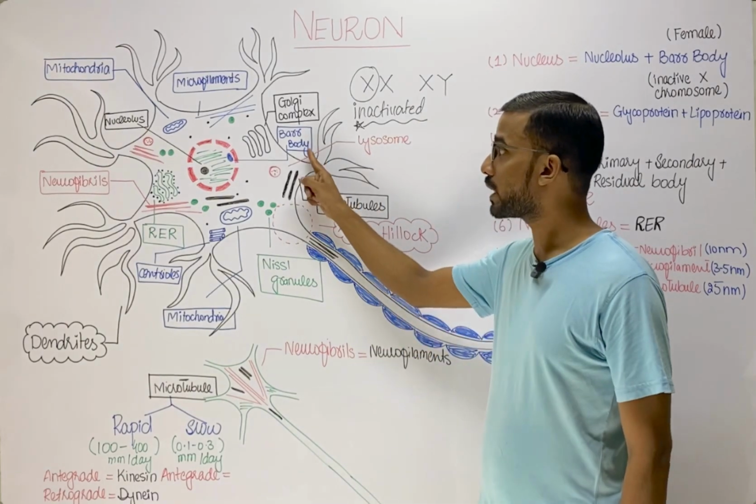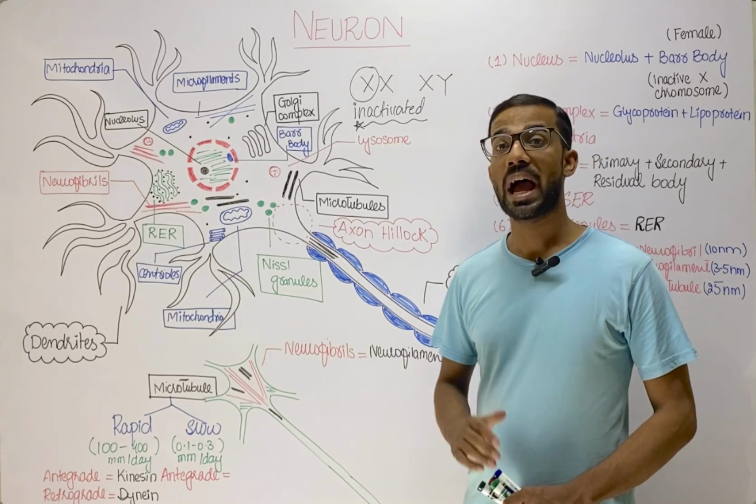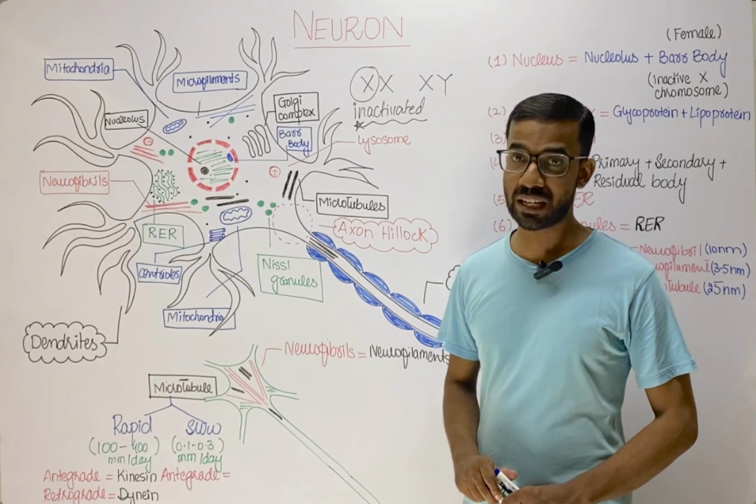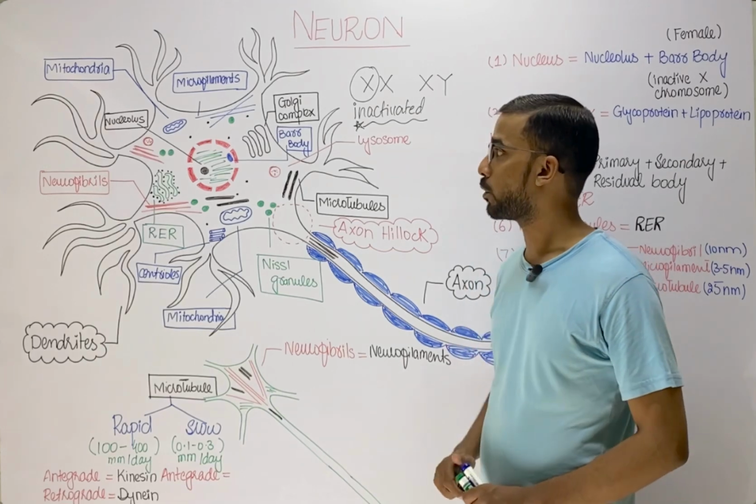So this is an important thing. Barr bodies will only be seen in the case of females. And what type of females? Mammalian females. So that is the important thing you have to remember about the Barr bodies.